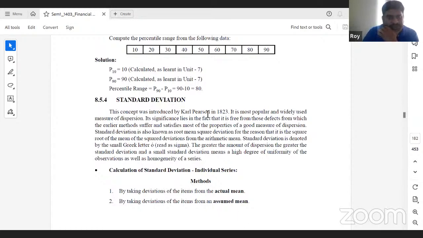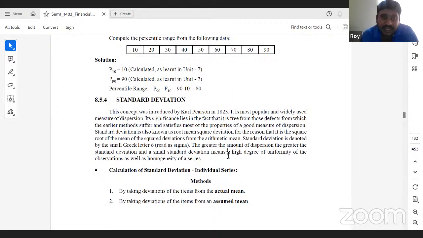Now let's go into the very important part, the standard deviation. This was given by Karl Pearson in 1823. You need to remember his name. Everybody will use this standard deviation. It is the most popular and wise measure of dispersion. Its significance lies in the fact that it is free from those defects from which the earlier methods suffer and satisfies most of the properties of a good measure of dispersion.